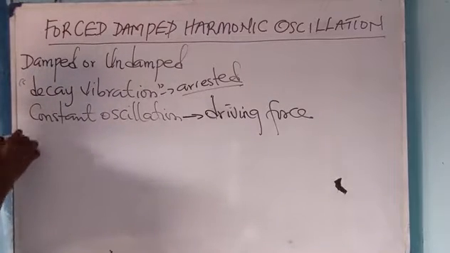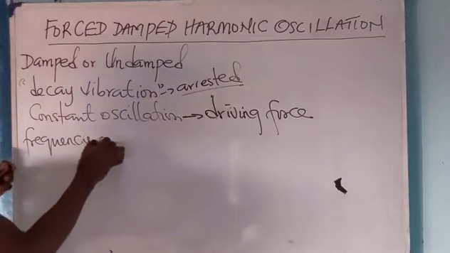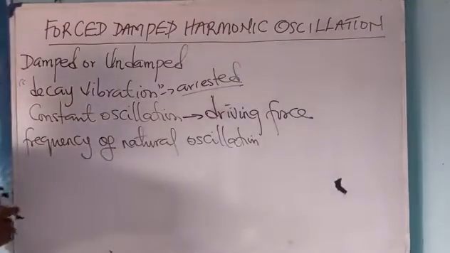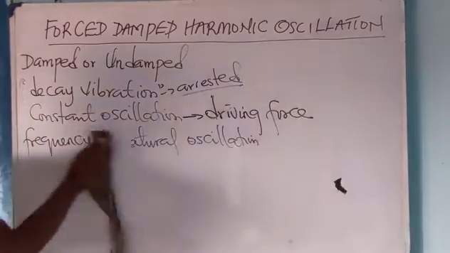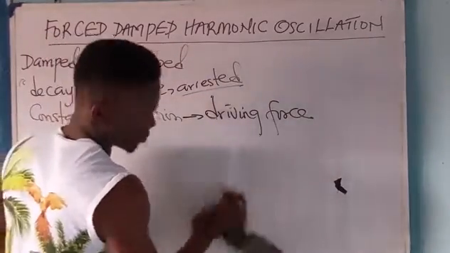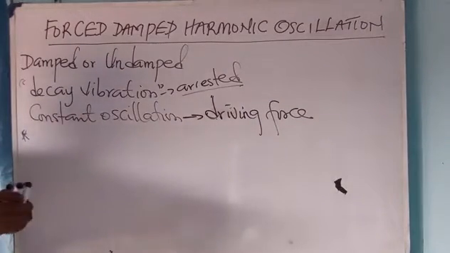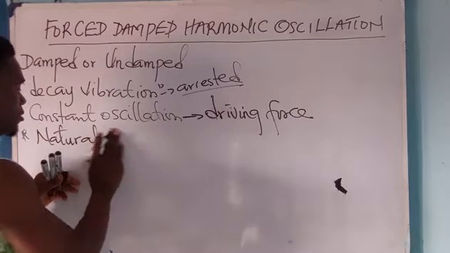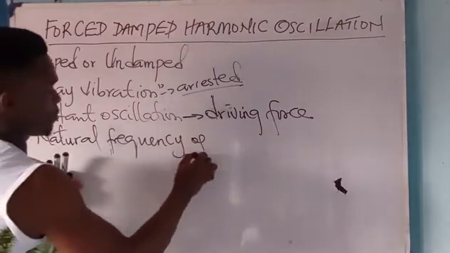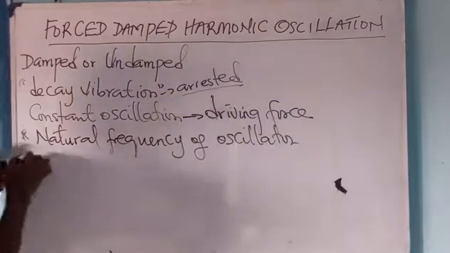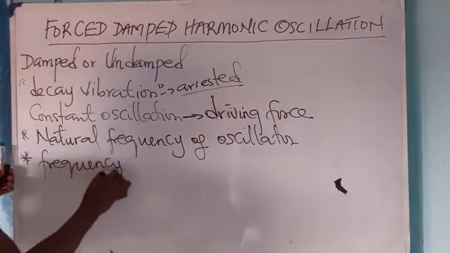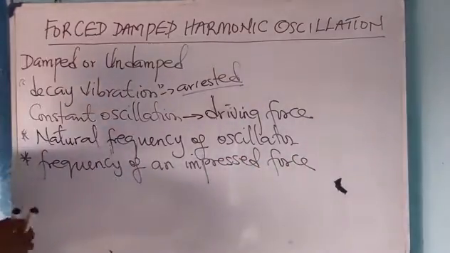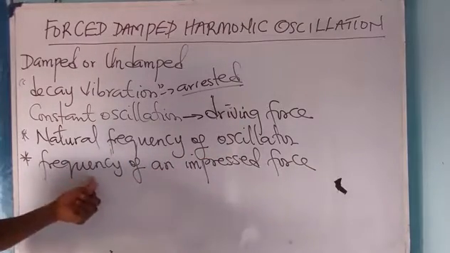Secondly, there's what we call frequency of natural oscillation. Let me use these words because these markers are bad: natural frequency of an oscillator, and we have frequency of an impressed force. So take note of these two words: natural frequency of an oscillator and frequency of an impressed force.